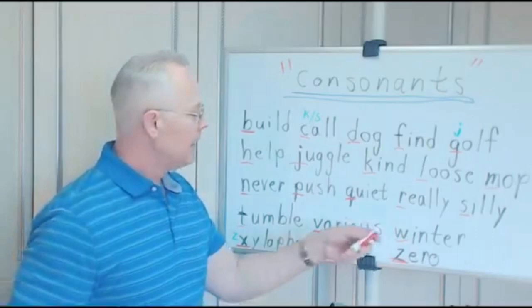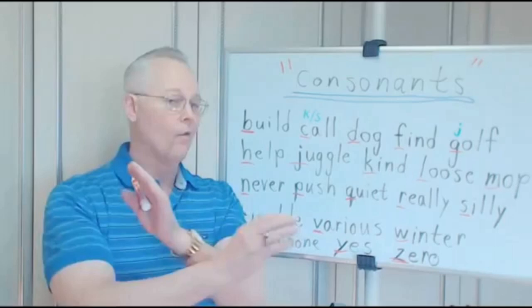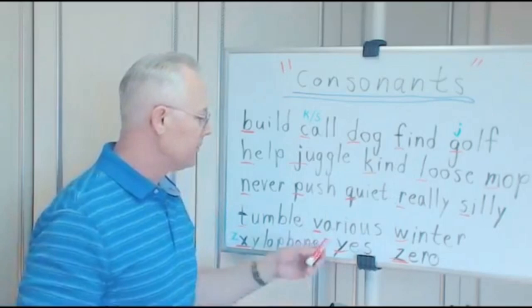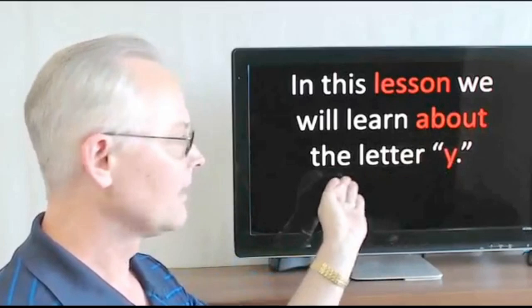Z-E-R-O. Here's zero. The number zero, there aren't any. We have zero eggs left in the refrigerator. Zero, right? The temperature is zero. It's very cold outside. In this lesson, we will learn about the letter Y.